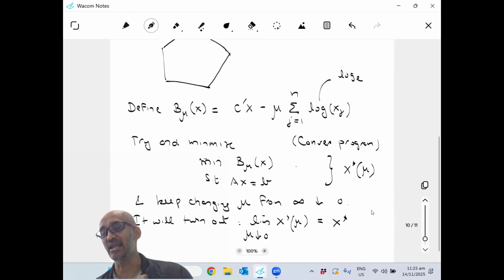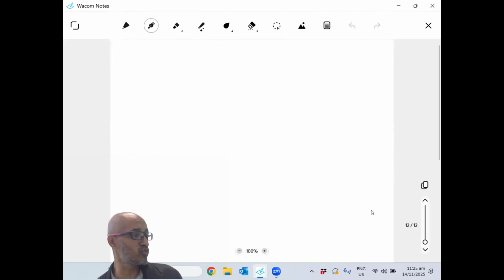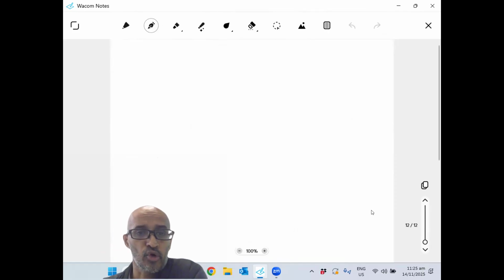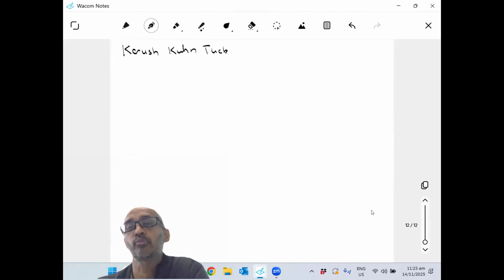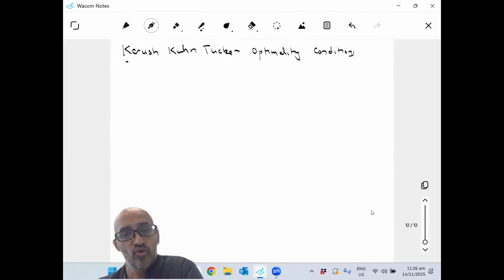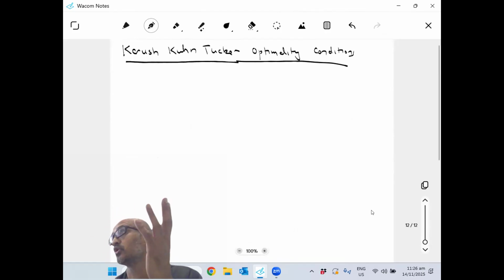Now to analyze this, I need to introduce optimality conditions for nonlinear optimization. I want to introduce what are called the Karush-Kuhn-Tucker conditions. These are the optimality conditions for nonlinear optimization. We have studied this for LPs. I want to generalize this to nonlinear programs because we are going to look at a nonlinear program. Again, these are very useful conditions to know.